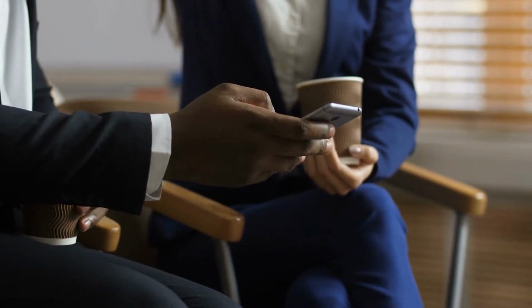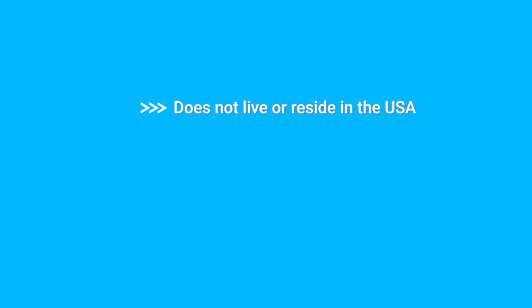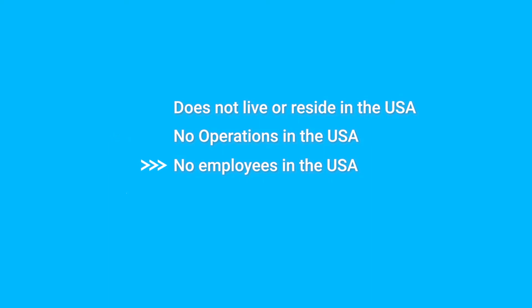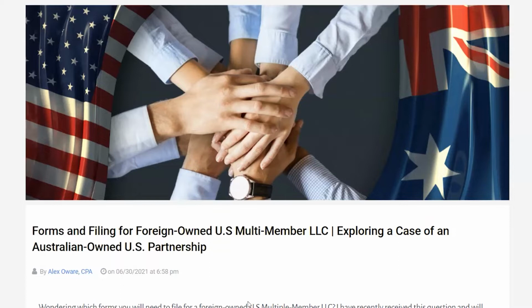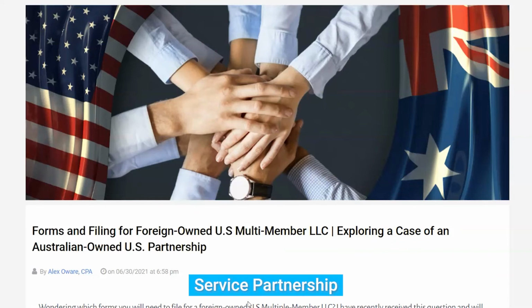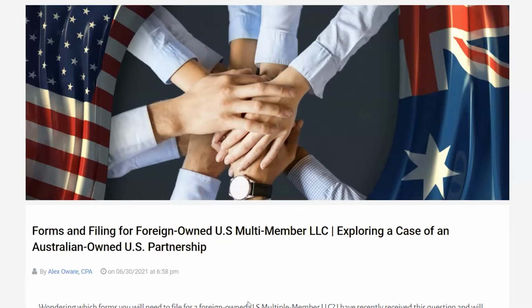So in this case, we're going to explore a case where all the members are foreign persons. None of them lives in the US. None of them is doing any operation in the US. There's no employees in the US. There's no contractors. There's no independent contractors. There's no offices in the US, and nobody travels into the US to do business. So we're going to look at this specifically in the context of a service partnership where all the partners are providing services through this partnership, but the members are located outside of the US.